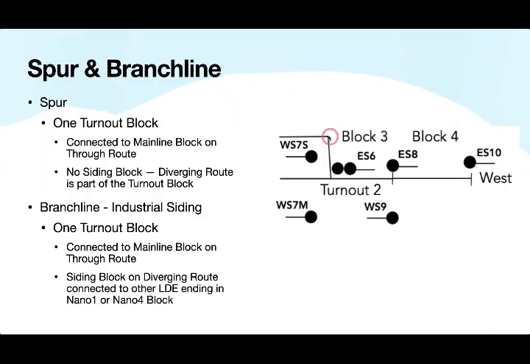Well, for the spur here, you've got one turnout block, in this case turnout 2 block, and on the through side here you've got a main line. On the diverging route side here you really just have an extension of the turnout. For the branch line or industrial siding, you're going to have much longer track here, so you've got one or more blocks here. The end of that line is going to be a nano 4 or a nano 1, depending upon the orientation of this turnout block.